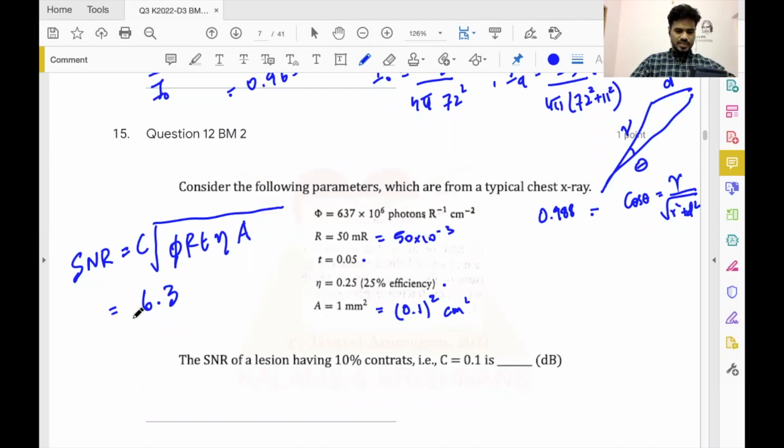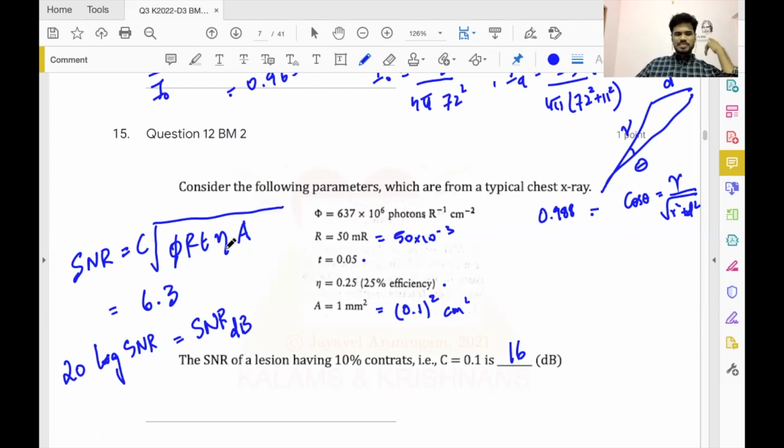To get that in decibels, we do 20 log of this. 20 log of whatever SNR we calculated, this is SNR in dB. That is SNR expressed as a decibel, and this is the ratio of amplitudes, so we need a 20 factor here. So this should be 15.9 or something.